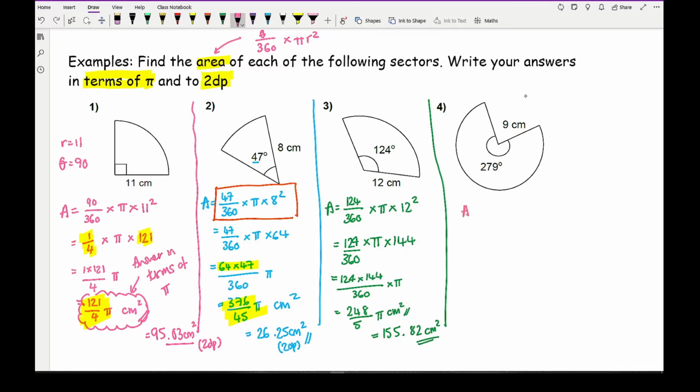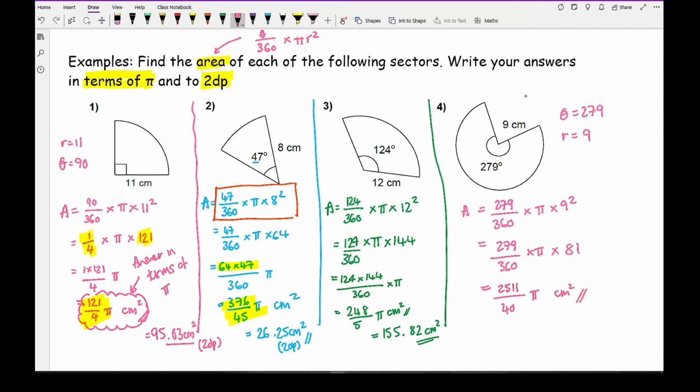Again, working out the area. My components are that theta equals 279 and r equals 9. So substituting numbers in, I've got 279 over 360 multiplied by pi times 9 squared. So here I've got 279 over 360 multiplied by pi multiplied by 81. And again, if I type that straight into my calculator, I get an answer of 2511 over 40 pi. So that's my answer in terms of pi.